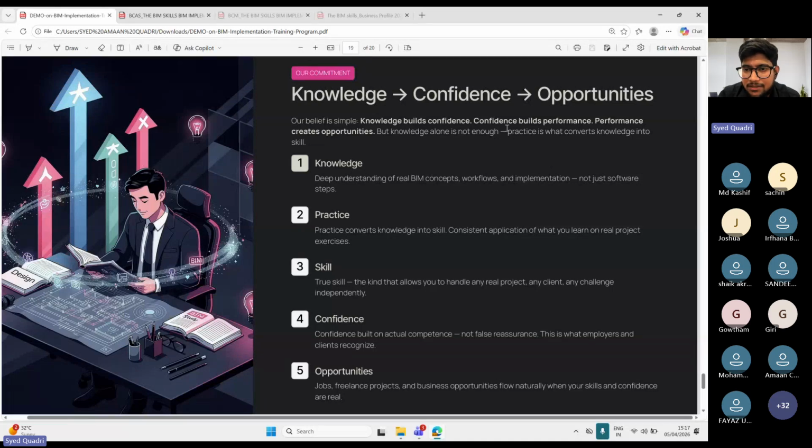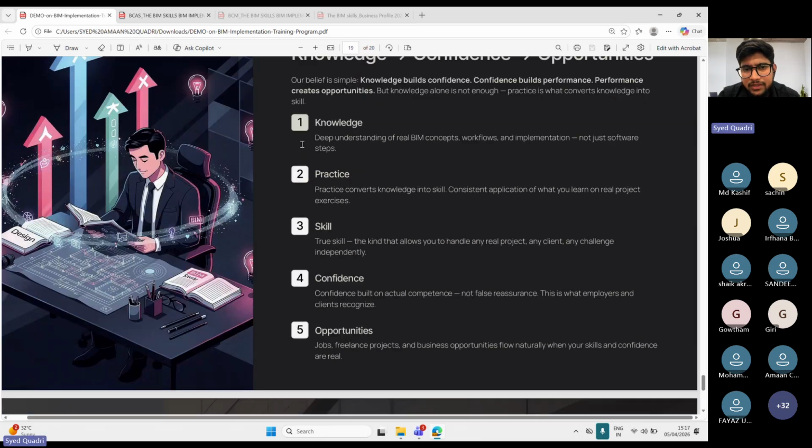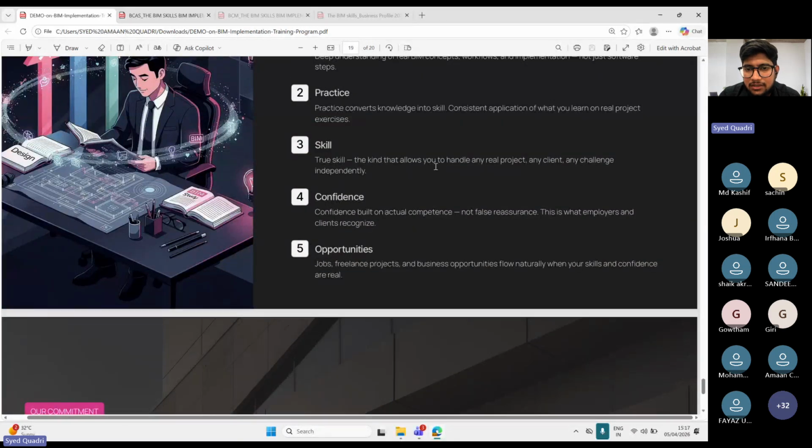Okay. Practice is what converts knowledge into skill. So we added the points here: knowledge, practice, deep understanding of real BIM concept, workflow and implementation, not just software steps. Practice converts knowledge into skill, and that too consistent application of what you learn on real project exercise. Skill, true skill, the kind that allows you to handle any real project, any client, any challenge independently.